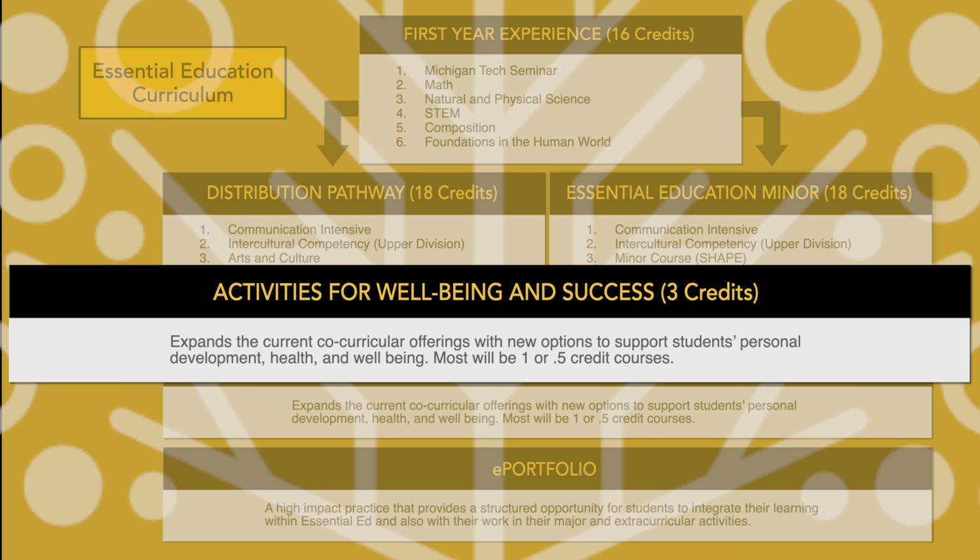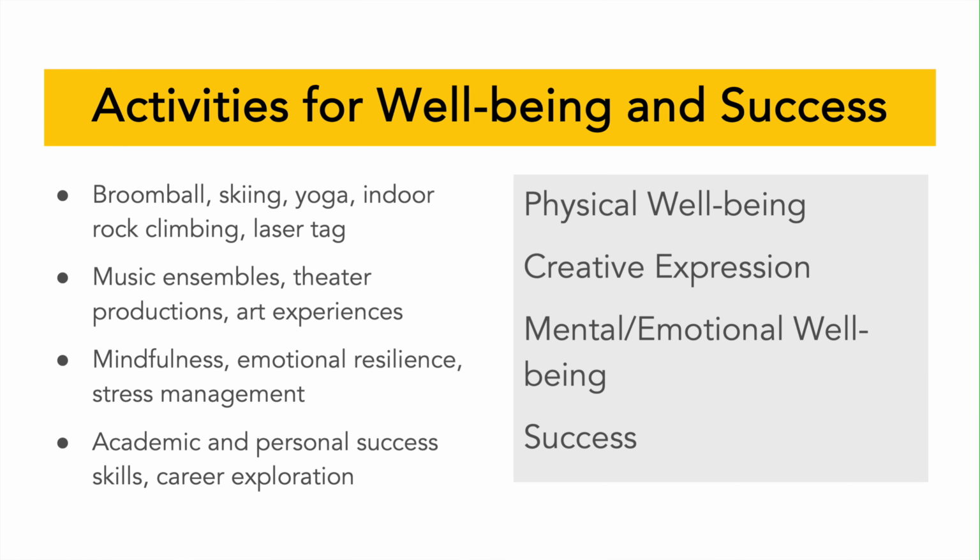Yeah. The final component is including different activities for well-being and success. And I think this is, again, one of those special sauces within our essential education program that is a little bit different from other universities' general education. So with activities of well-being and success, there are going to be a variety of often 1-credit courses that you take, and you need a total of 3 credits within this category. And that will include different things like physical well-being, which oftentimes students refer to as PE or co-curricular courses.